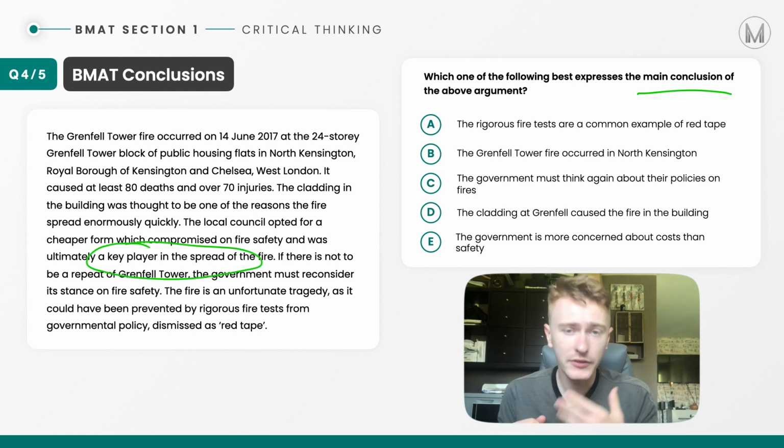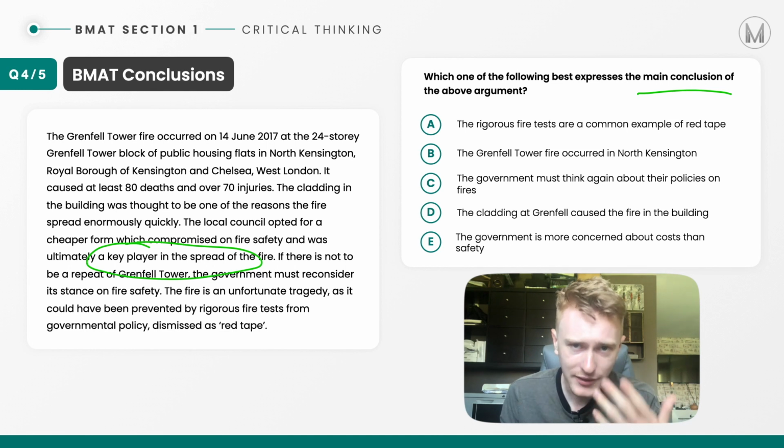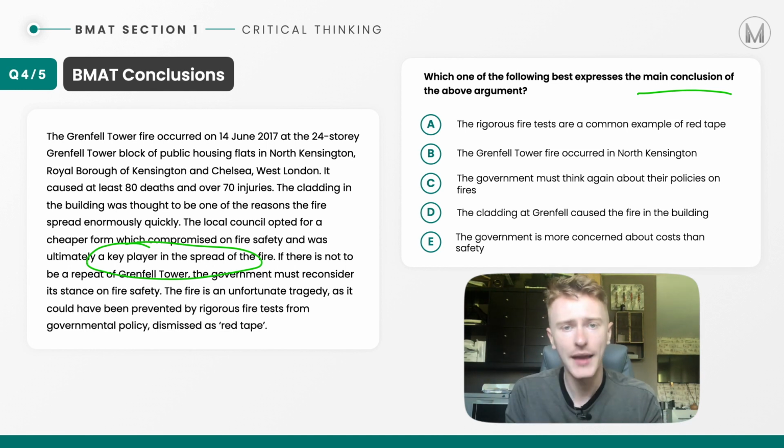I've circled that because the use of the words key player really shows what he thinks. The exaggerative language, the use of key player, all of this pins together to suggest that this author is critical of this cladding and therefore seems to be on the side that fire safety was really important and was neglected in this case.